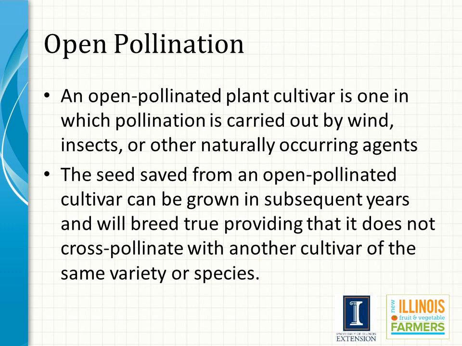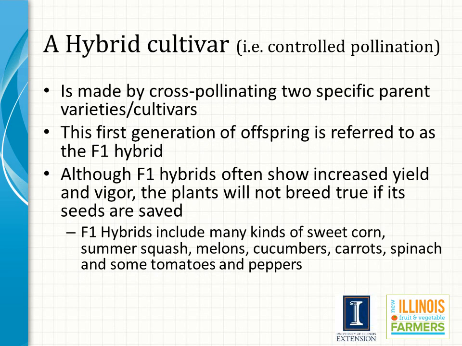An open pollinated plant is one in which pollination is carried out by wind, insects, or other naturally occurring agents. The seeds saved from an open pollinated cultivar can be grown in subsequent years and will breed true, providing it does not cross-pollinate with another cultivar of the same variety or species. Catalogs designate open pollinated seed with an OP somewhere near the name or in the description. The converse of an open pollinated cultivar is a hybrid cultivar, which will be discussed shortly.